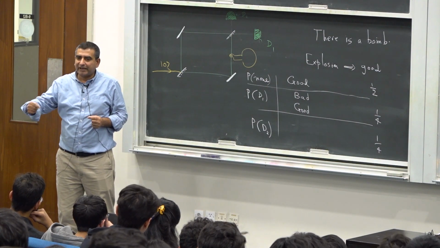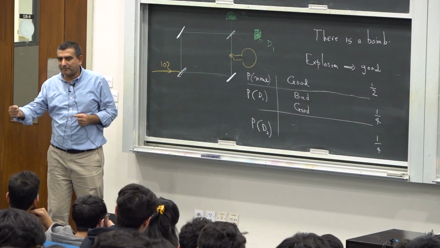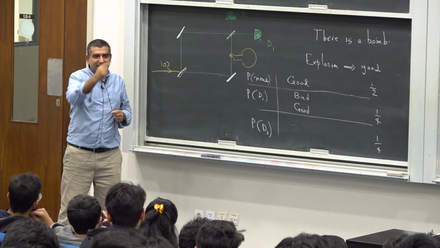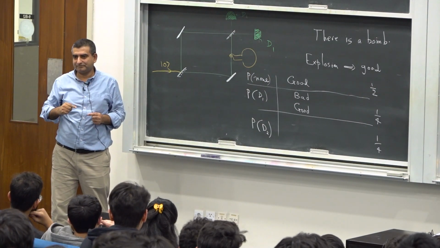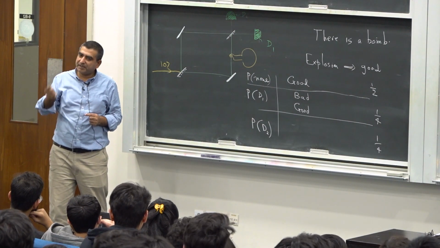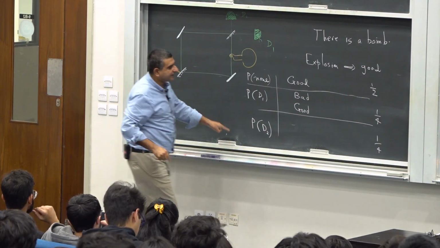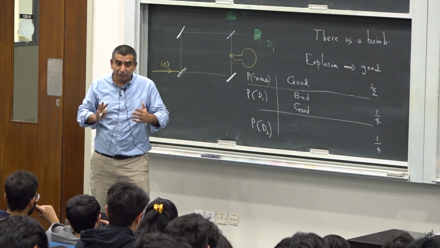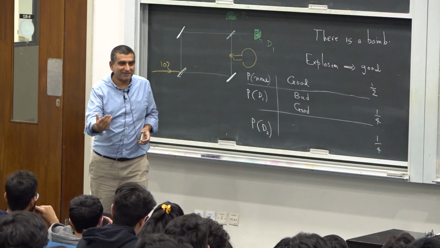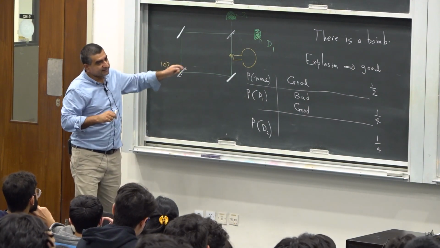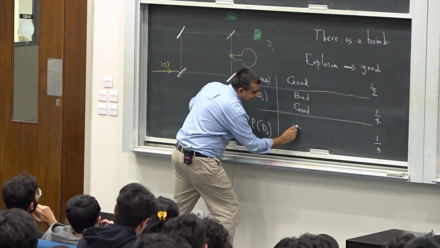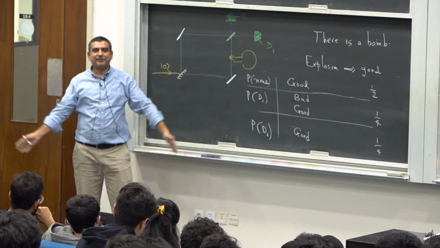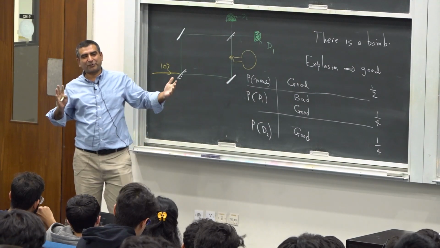Now we want to decide whether it's a good bomb or a bad bomb. If it were a bad bomb, then the probability that detector D2 clicks is 0. Therefore, it must be a good bomb. So if detector D2 clicks, which happens 1/4 of the times, we can infer with certainty that the bomb placed inside this interferometer is a good bomb. No explosion has taken place, and still we can say that the bomb is a good bomb.